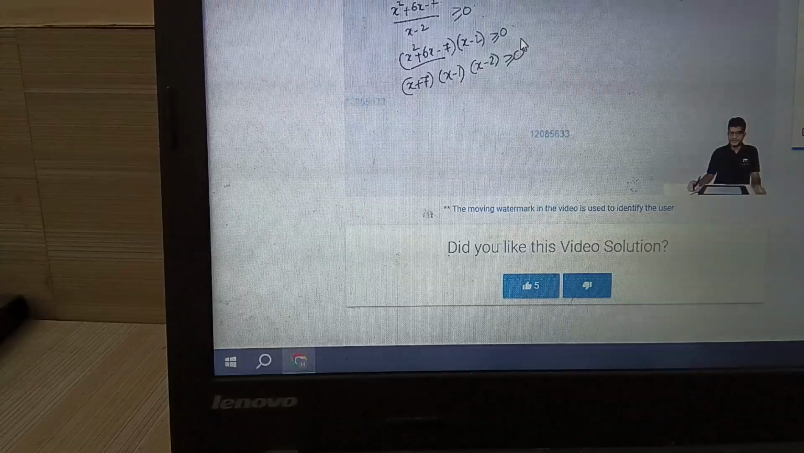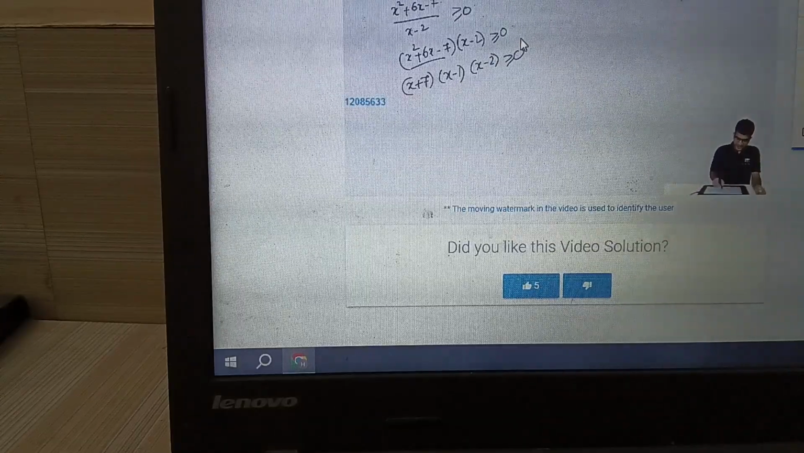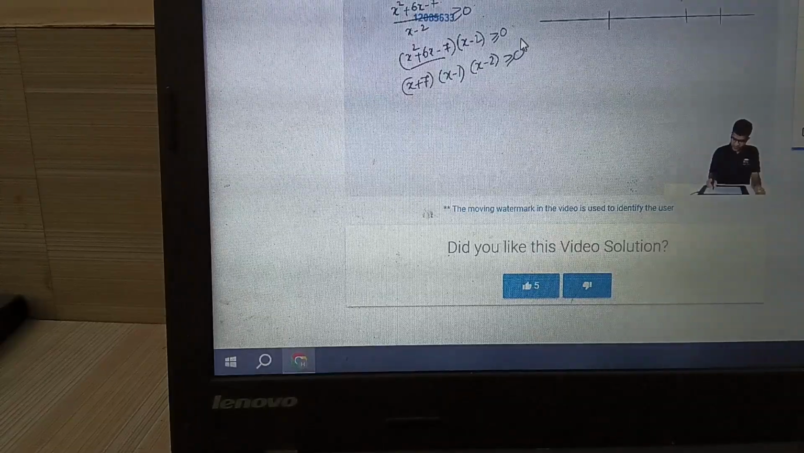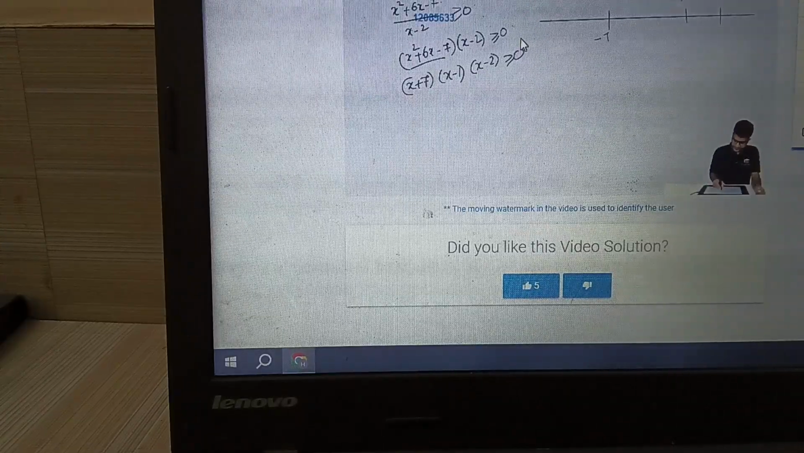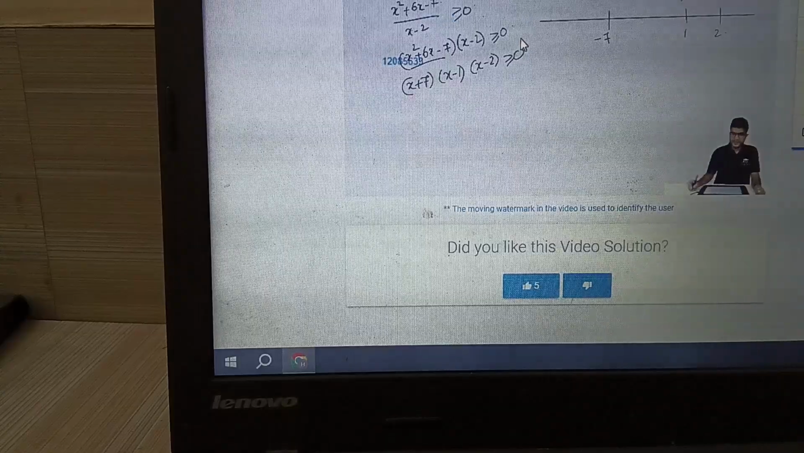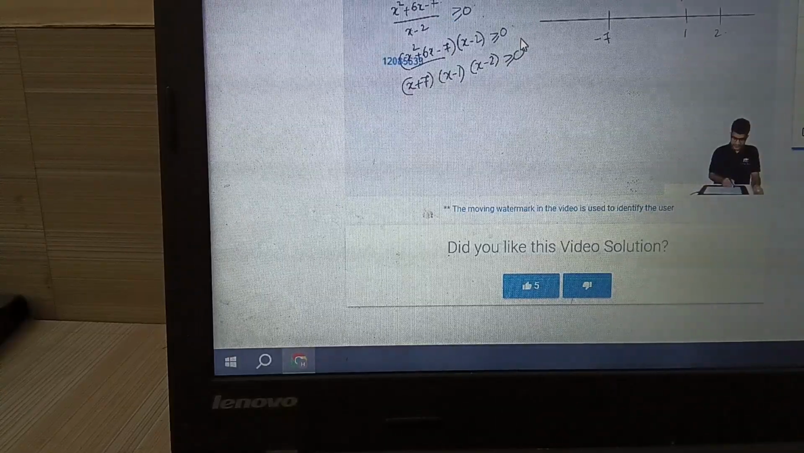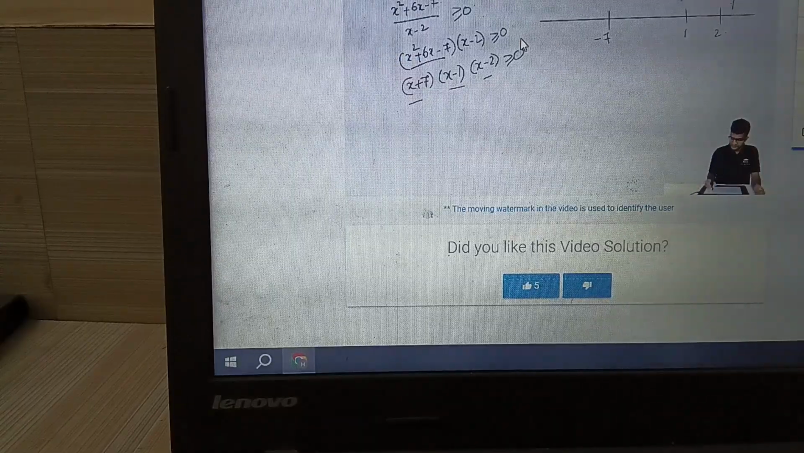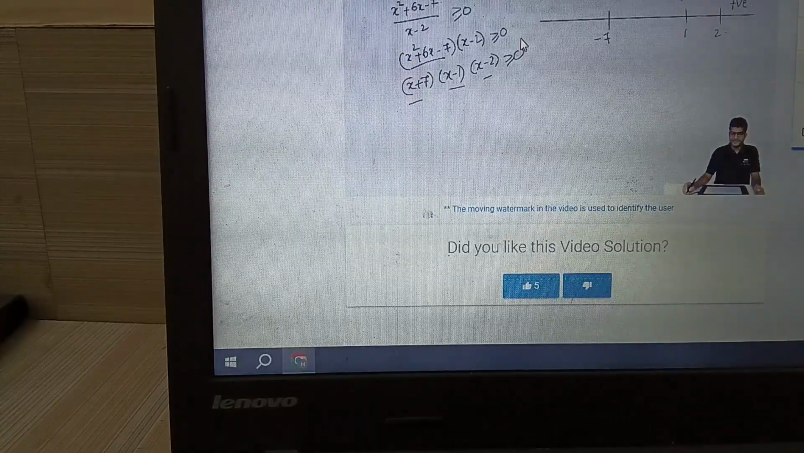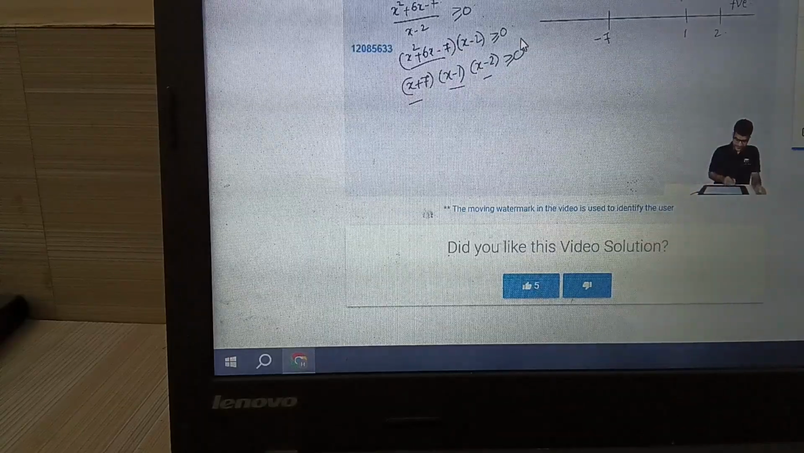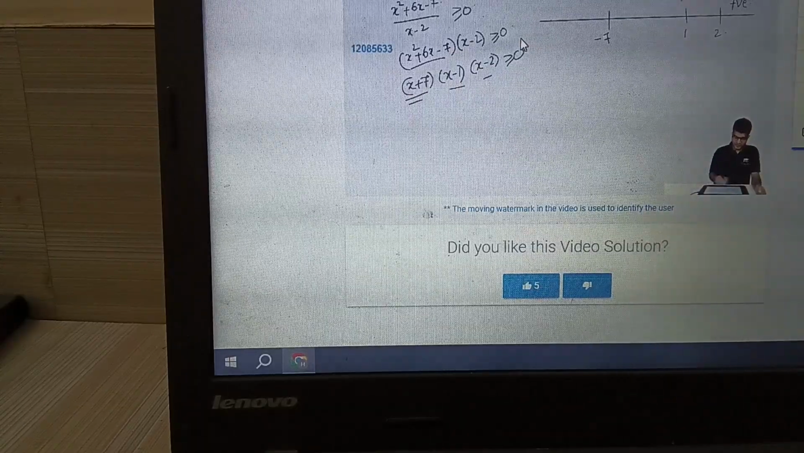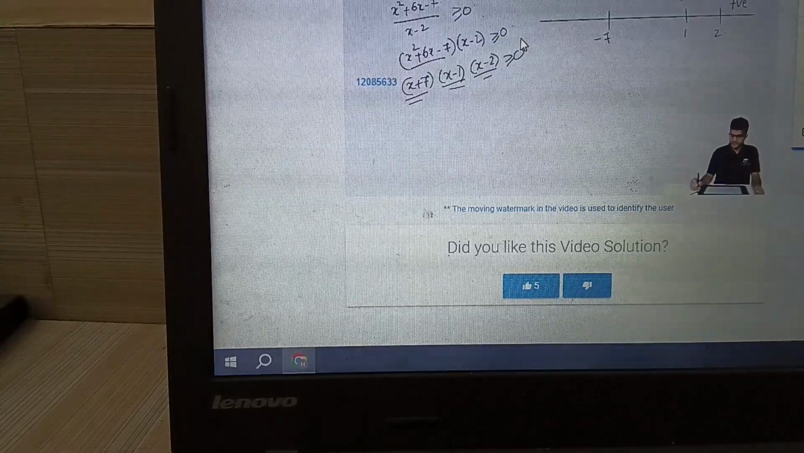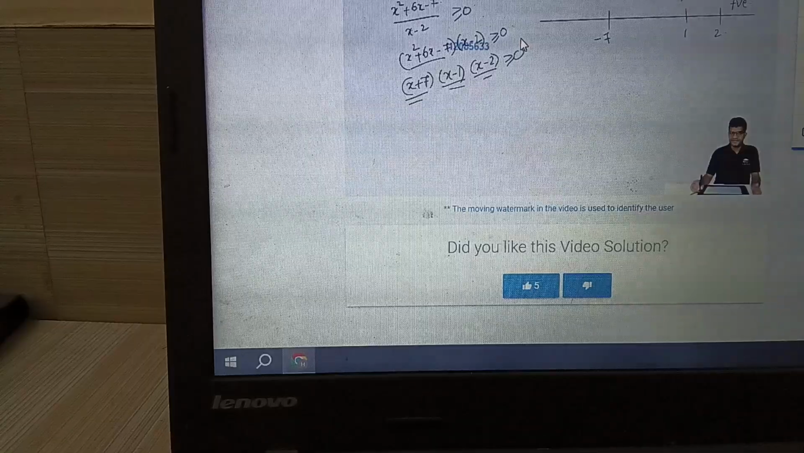What are the roots of the expression on the left hand side? The roots are minus 7, 1 and 2. If x is greater than 2, then all three terms are positive and the product of the three terms will be positive. If x lies between 1 and 2, the value of x plus 7 will be positive, the value of x minus 1 will be positive, but the value of x minus 2 will be negative. So the product of two positive terms and one negative term will be negative.